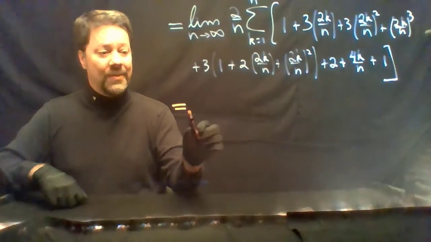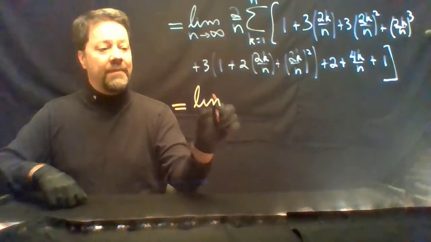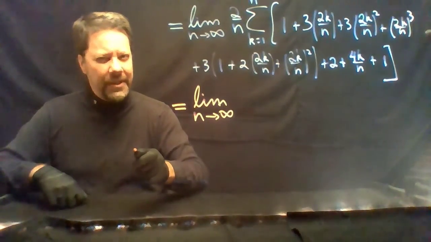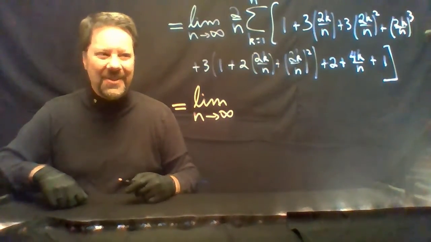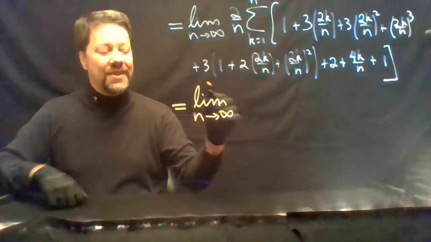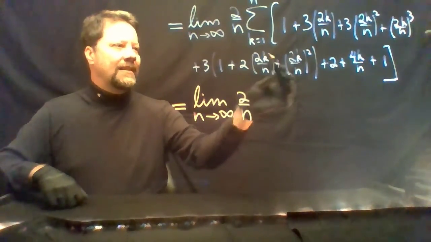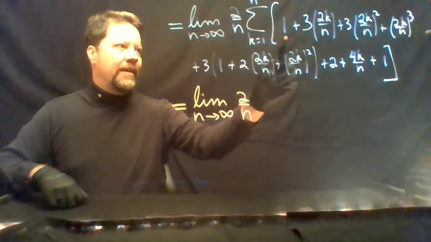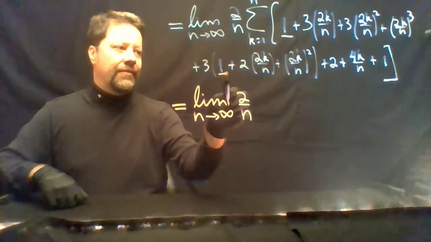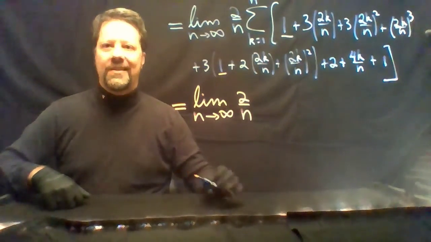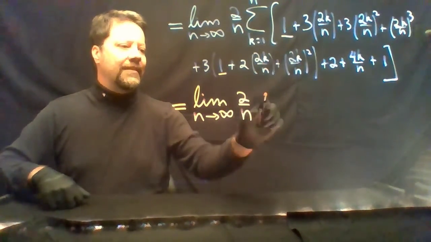The next line begins with equals, and don't be dropping my limits. Don't be cheap with me. Don't lose notation. Try to make true statements. We have this 2 over n. Now in our sum, we have this 1, we have a 3, that's 4, plus 2 is 6, plus 1 is 7. We're adding 7.